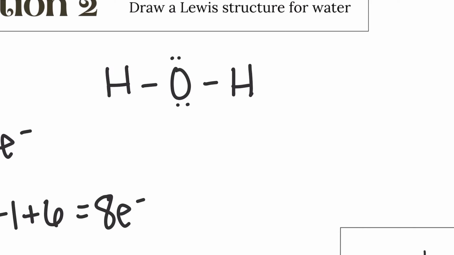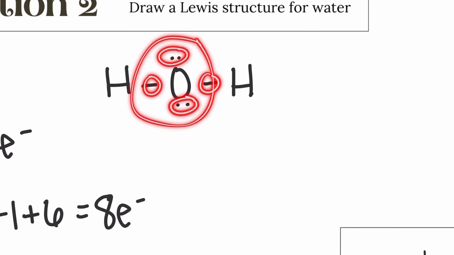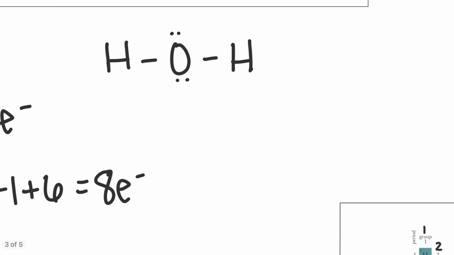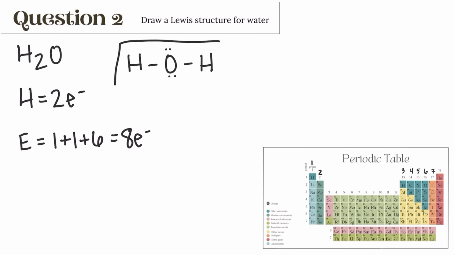And now we've used all the electrons we can, so let's make sure that the octet rule and the hydrogens are all satisfied. This hydrogen has 2 electrons, which means it's satisfied. This one does as well, and oxygen has 2, 4, 6, 8 electrons, which means it's satisfied as well. So this should be what your general Lewis structure for water should look like.